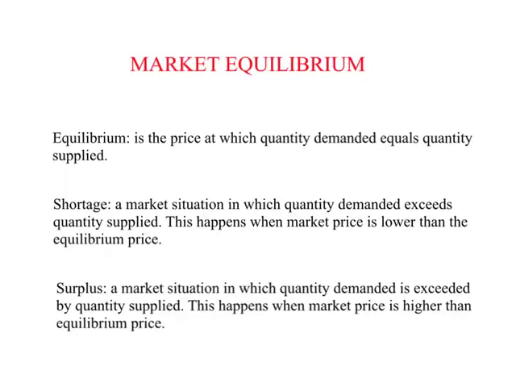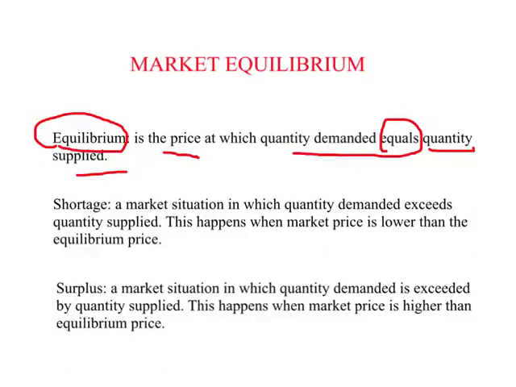Let us revisit some of the definitions that we have looked at. Once again, what is market equilibrium? It is the price at which quantity demanded equals quantity supplied. Then we know what is a shortage. It is a situation in which quantity demanded is greater than quantity supplied, and this happens when the market price is lower than equilibrium price.